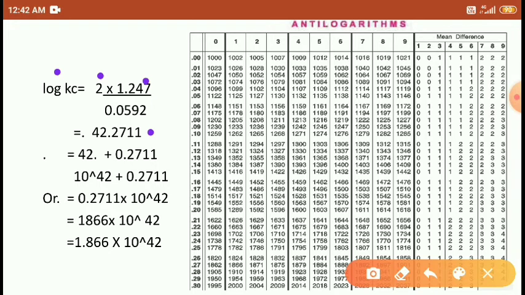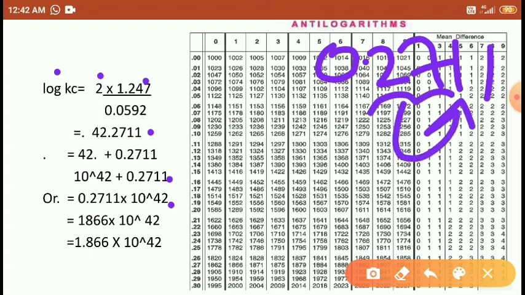Then we got the value 42.2711. Again, we separate 42 plus 0.2711. The 10 to the power of 42 is written before the point, and the remaining value stays as it is. You can rearrange this as 0.2711 into 10 to the power of 42. Again, for 0.2711, 27 is in the first row, and we get 1866.